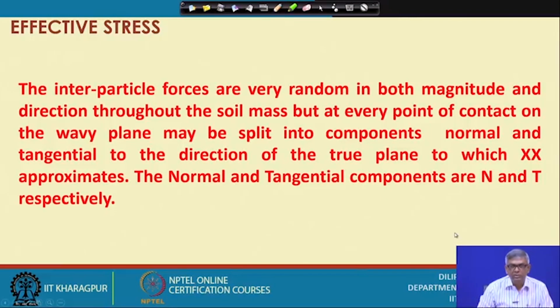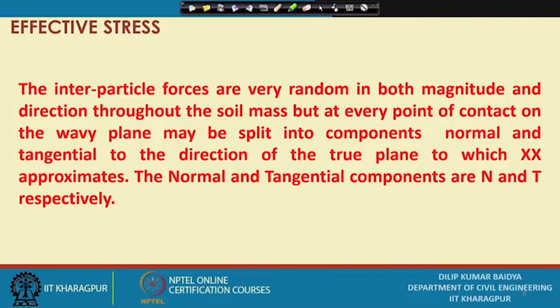Now, the interparticle forces are very random in both magnitude and direction throughout the soil mass, but at every point of contact on the wavy plane they may be split into components normal and tangential to the direction of the true plane to which x-x approximates. The normal and tangential components are N and T. Suppose N dash is the normal force at a contact point, and if I take a component, then suppose that is N and T.